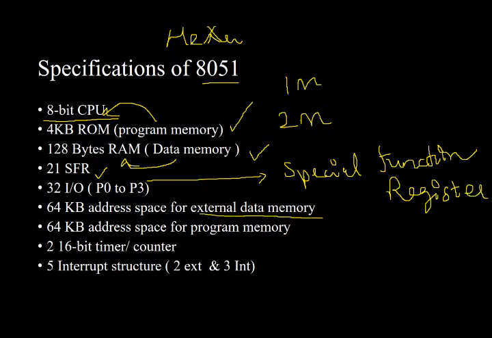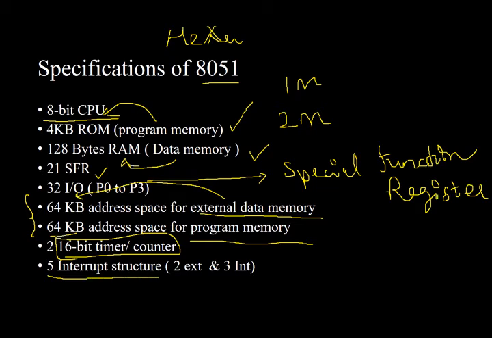It has special function registers, and you have an external data memory and program space. The external data memory can be 64 kilobytes, and the address space for program memory is also 64 kilobytes. This will be explained in detail when we learn about memory organization. And you will have two 16-bit timers and counters, and you have a total of 5 different interrupt structures.